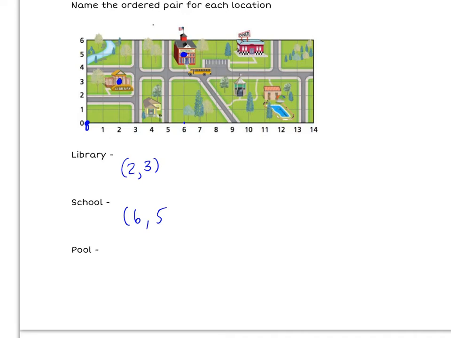Then we're going to go all the way over to the pool. The pool's way over on the end here, and we'll go to the middle of the pool. How far to the right do we go? 12. And how far up? 1. Just 1 up there.